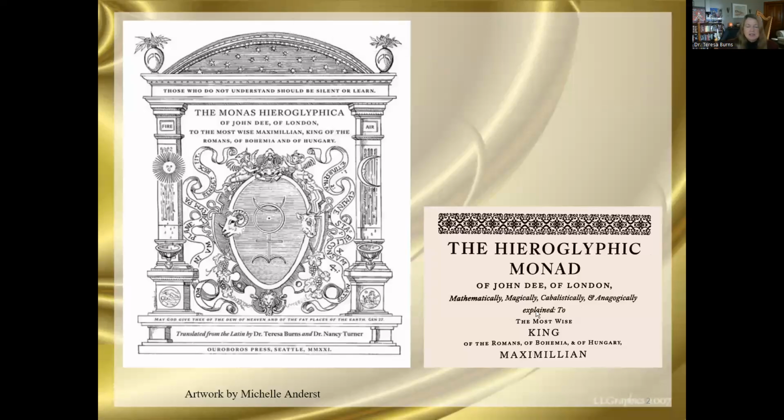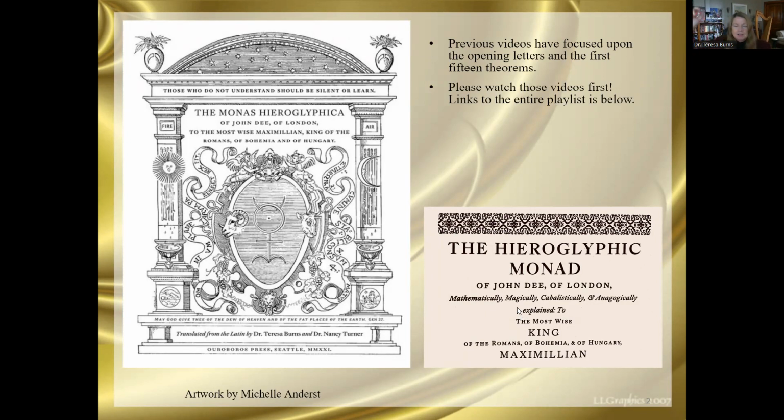Of course, I'm assuming you know who John Dee is. I'm assuming you know what the hieroglyphic monad is. I'm assuming you watched the previous videos on the letter to Maximillian, letter to the printer, and the first 15 theorems. We left off with that great alchemical quote from ancient Greek, nature rejoices in nature, and you know all the connotations of that. So the playlist to this whole class is below. If you haven't watched those videos, please join us, but please take a look at the earlier videos.